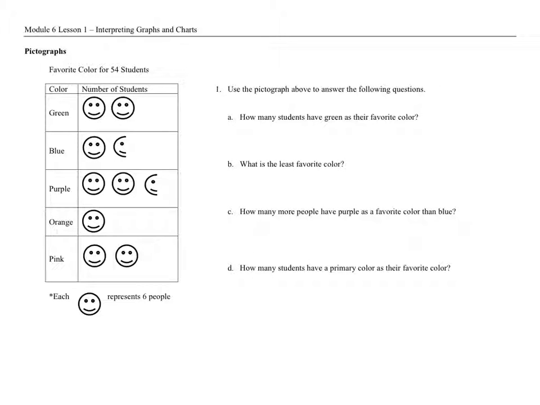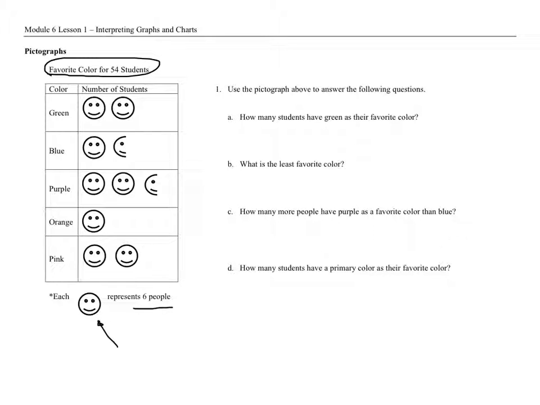Module 6, Lesson 1 is about interpreting graphs and charts. The first type of graph we're going to look at is a pictograph. So what we're going to do is first look at things that are around it. First of all, this is the favorite color for 54 students, and each smiley face represents 6 people. So now we're just going to answer the following questions.